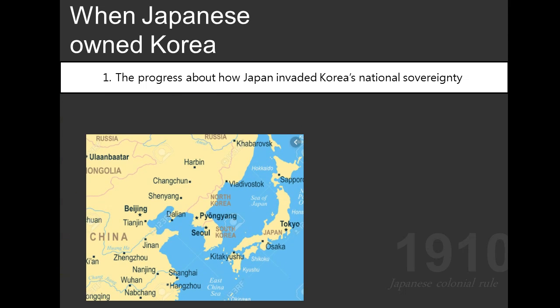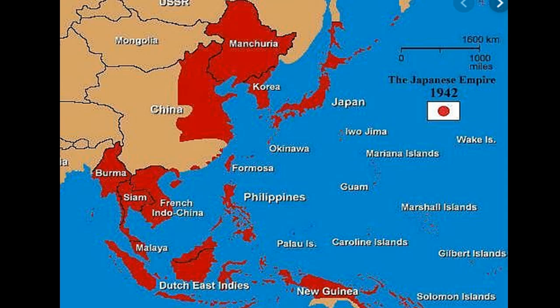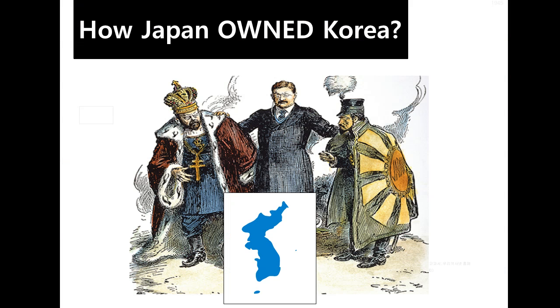This is the map of China, Korea, and Japan. This map is the territory of the Japanese Empire in World War II, and like you can see, Korea is also colored red. In World War II, Japan owned Korea. Then, how did Japan own Korea? Let's go to the start.